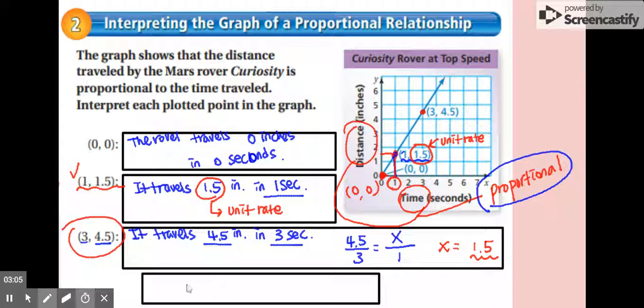So I'm going to put the unit rate at the bottom. The unit rate for this situation is going to be 1.5 inches per 1 second.